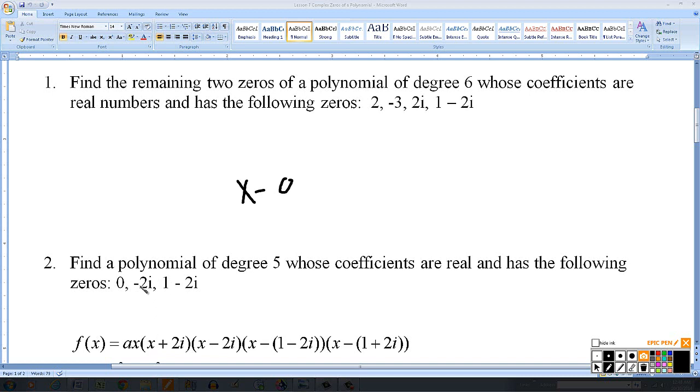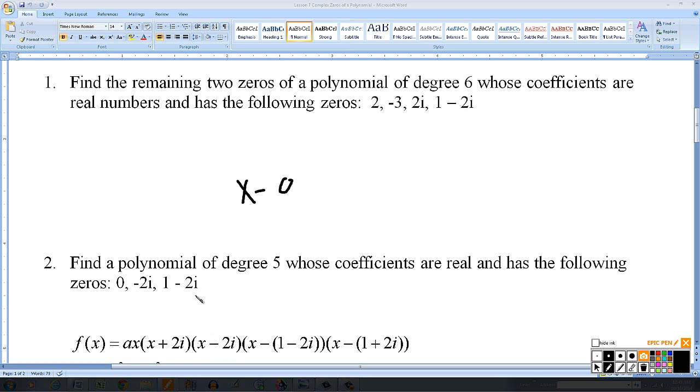Now, since negative 2i is a 0, x minus a negative 2i is also a factor. Okay, since negative 2i is a 0, then the conjugate 2i is a 0. So 2i is a 0, so x minus 2i is a factor. So that's where I get these from.